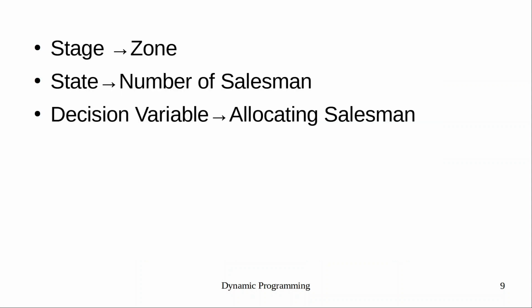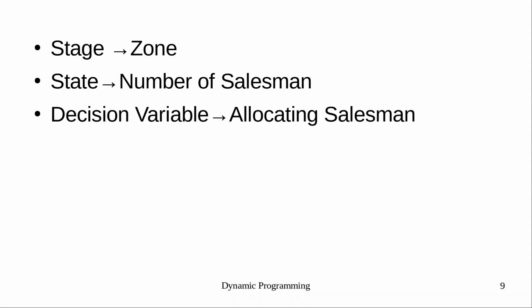The first thing that we do is we take any zone as a stage. And within a stage, the state is the number of salesmen allocated to that stage. Now let's say we start with stage number 1, which is zone 1. We allocate, let's say, 5 salesmen there. So 9 minus 5 makes it 4. So 4 is going to be the state in stage 2.